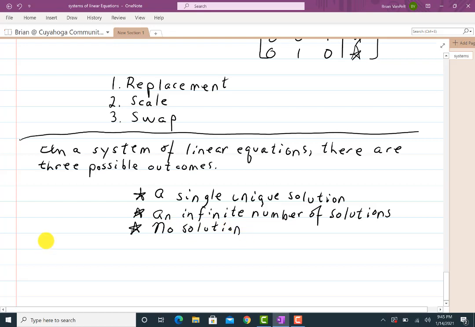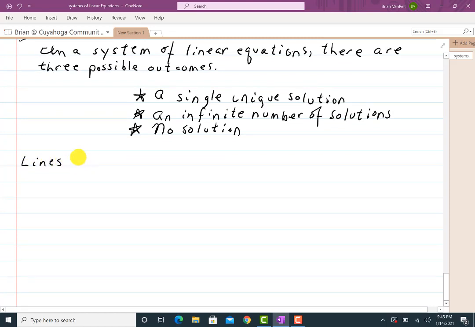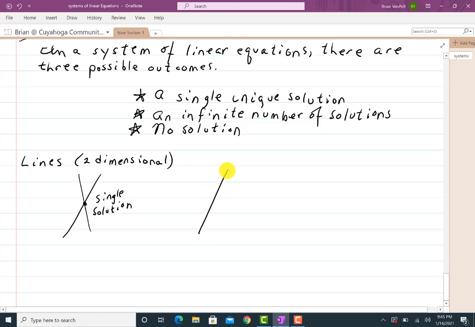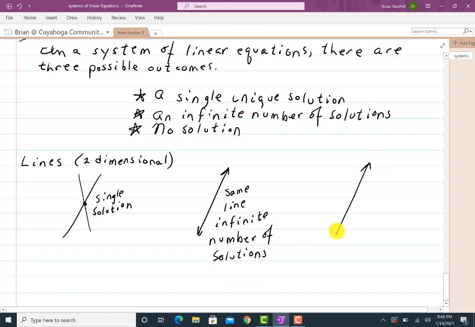Let's take a look at lines. In the case of lines, this is 2-dimensional. All we have is up and down and left and right. For that, we have something like this where they would intersect in a point. So there would be a single solution. Or a unique solution. That's the preferred term of the book. You could have this where they are actually the same line, and that's an infinite number of solutions. And then, of course, you could have something like this last case, parallel lines. And there would be no solution. There's no intersection at all.